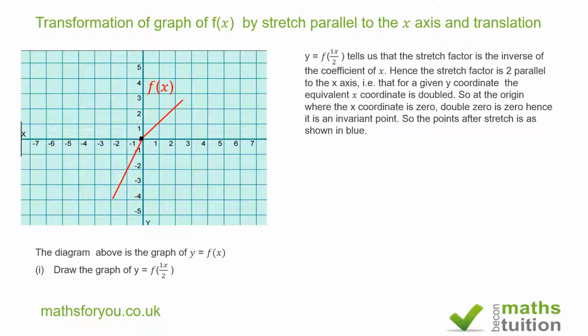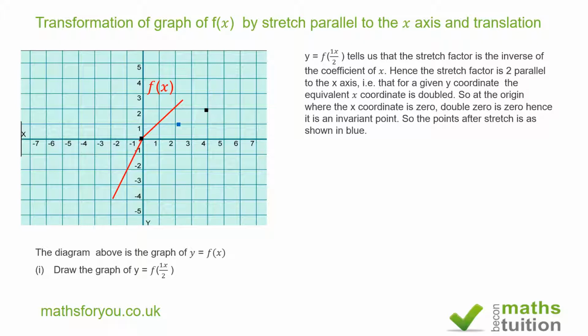Now, moving on, for this point here, where y is 1 and x is 1 as well, if we double 1, you get 2. The value of the y coordinate does not change, so we end up with a point there. Now for this point here, where x is 2 and y is 2, if we double 2, you get 4. So the x coordinate is 4, while the y coordinate still remains at 2.